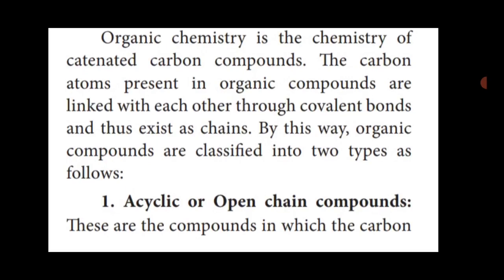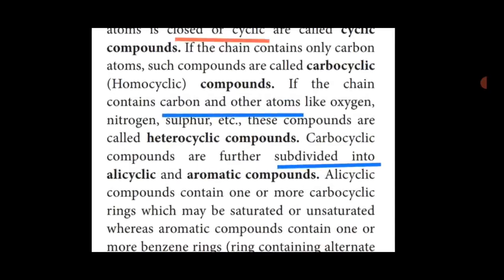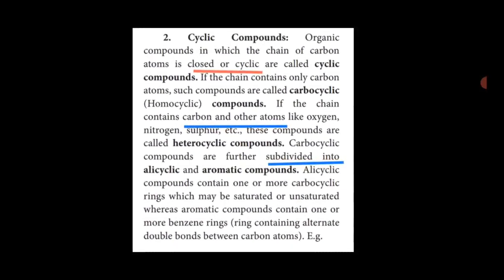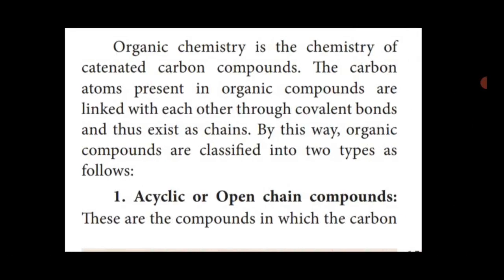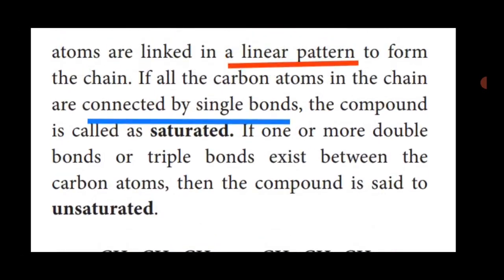What are the 2 types? Alicyclic or open chain compound, and another one, cyclic compound. Let's learn about them one by one. What is alicyclic or open chain compound? These are the compounds in which carbon atoms are linked in a linear pattern to form a chain.